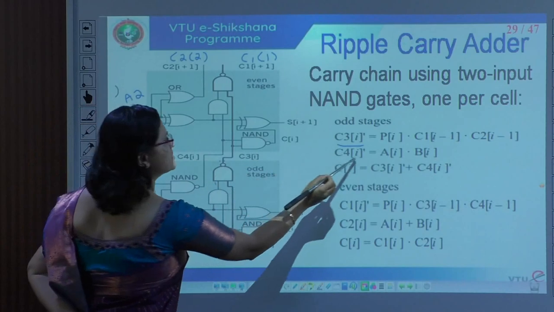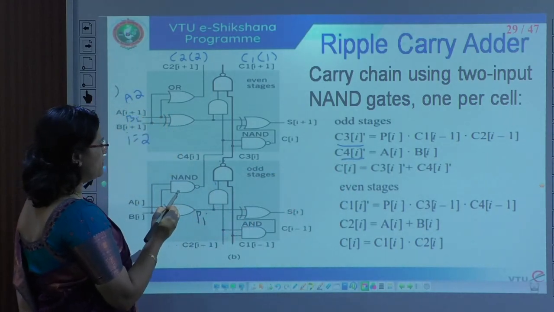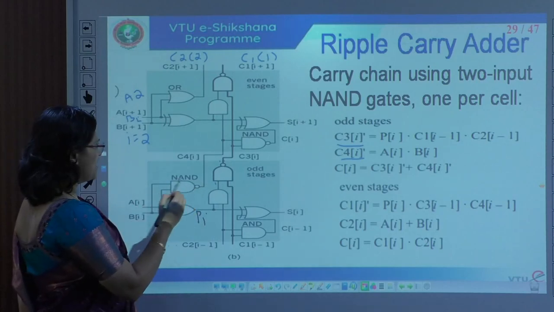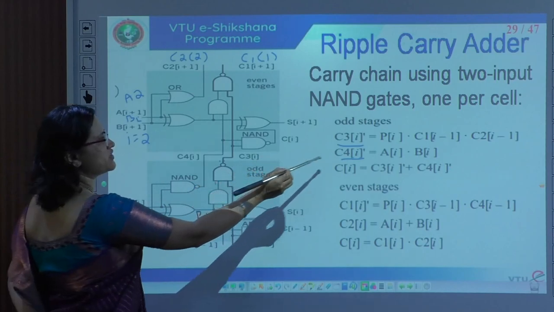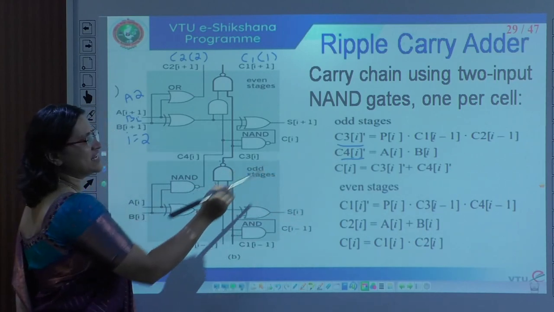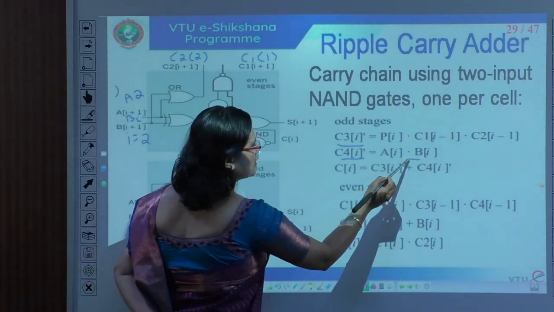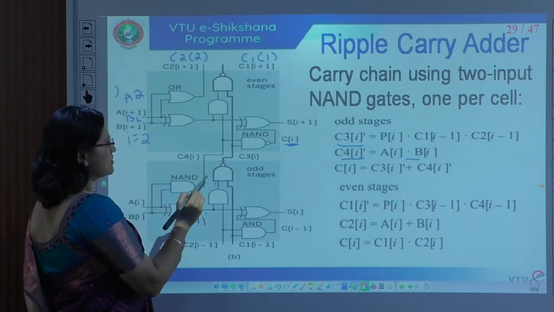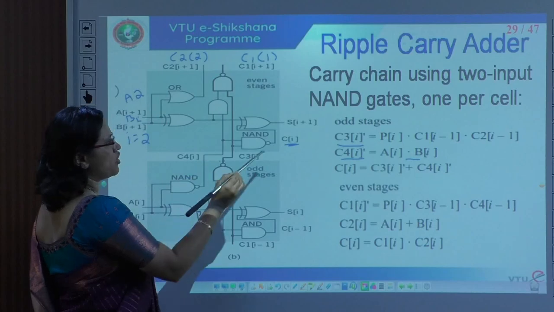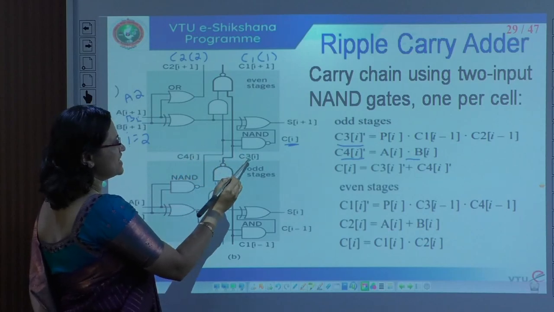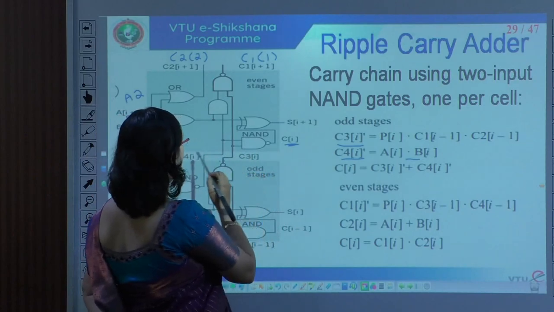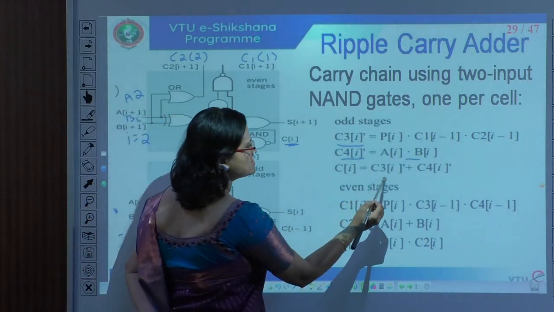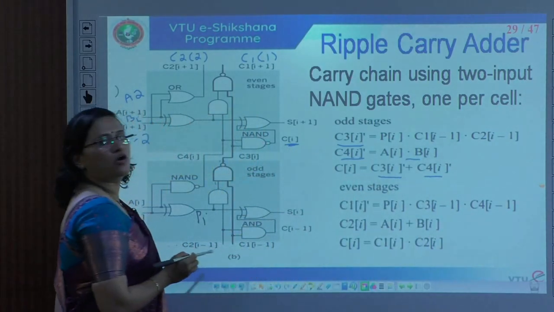Similarly, you can go for C4 complement. So for C4 complement, if you see here, this is Ai and this is Bi. So you'll be NANDing it, Ai, Bi, the whole bar. Okay, so that's why the C4 complement inputs are Ai into Bi, that is this. Now what is Ci? Here it is, Ci is there. So this C3 complement and C4 complement, I'll be considering as C4i and C3i. So you get here C4i into C3i, the whole complement. If you apply De Morgan's theorem, you get C3i complement and C4i complement.